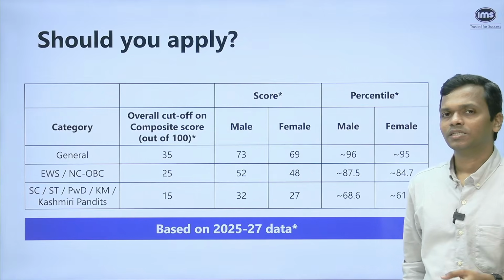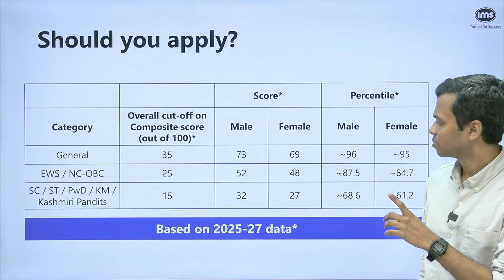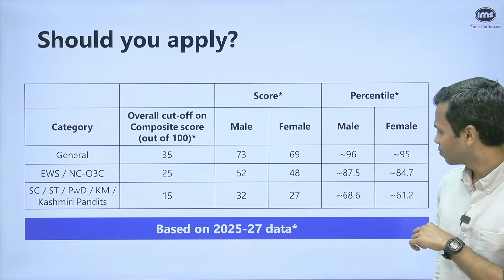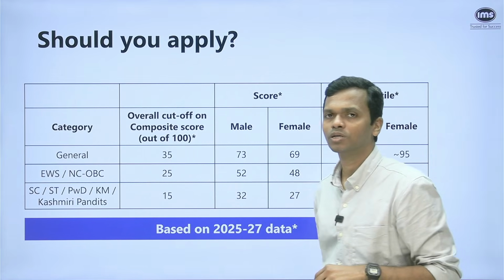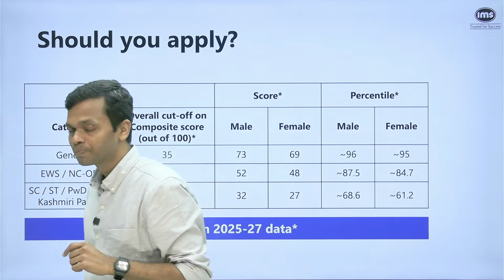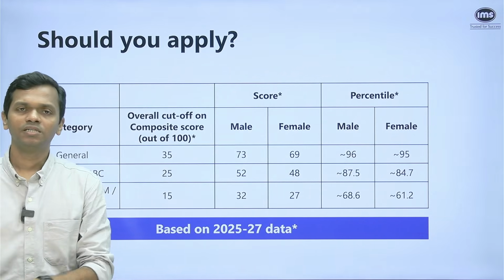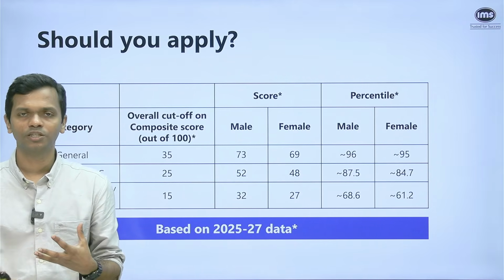And when you look at SC/ST, PWD, Kashmiri migrant and Kashmiri Pandits, then 32 and 27 would have been the score respectively for male and female, which would have translated into a percentile of about 68.6 and 61.2 respectively for males and females. So when you look at this table, what you need to understand is this is based on last year. Of course, this year things can change a little bit.